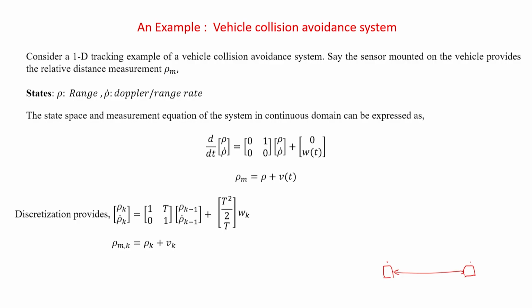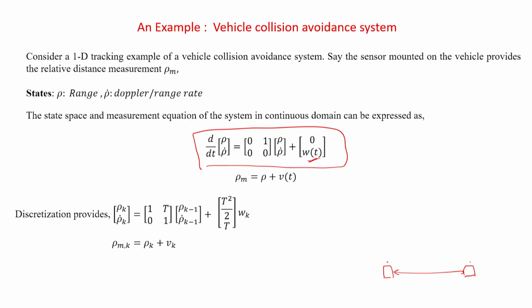Okay. So, your states you can write in a continuous form like this: d/dt of rho, rho dot. Rho is your range and rho dot is your Doppler or velocity, the range rate, you can say. It is a simple phase variable formulation, you can write it like this. What is the Wt? Wt is some unmodeled acceleration.